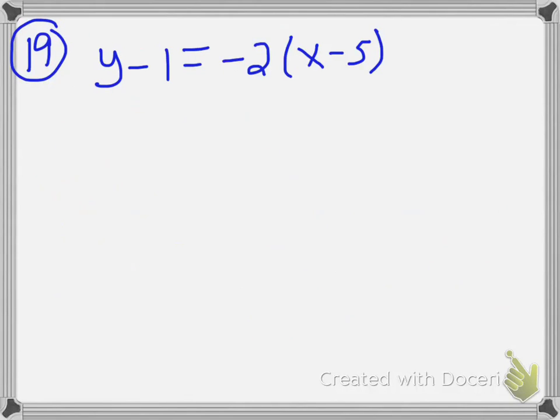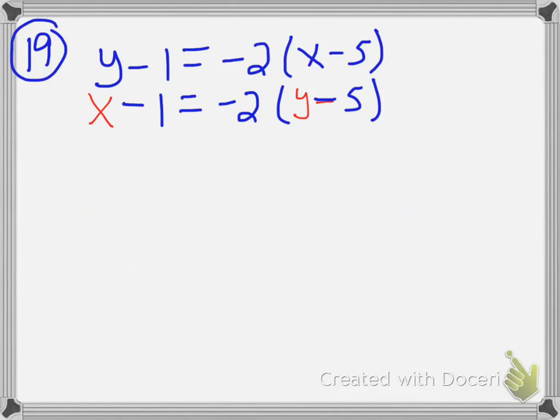This one is in point slope form, still the same process as before. First thing I want to do is switch my x and y. So instead of y minus, I want to make that x minus 1 equals negative 2. Instead of being x minus 5, I want to make that y minus 5. So now that I've got my x and y switched, I want to go ahead and get my y by itself.